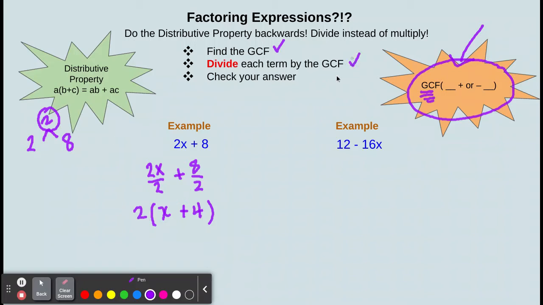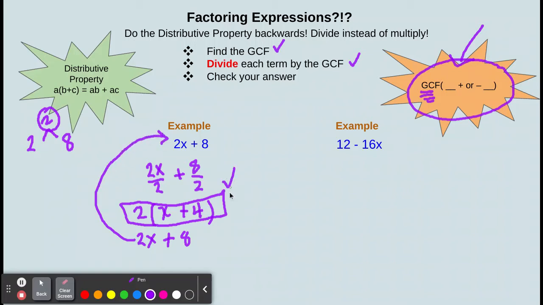Now we can check our answer by multiplying this out. Here is our answer. And now we can multiply it out. 2 times x is 2x, and 2 times 4 is 8. This looks exactly like our original, so we know that this is correct. All right, let's do one more example.